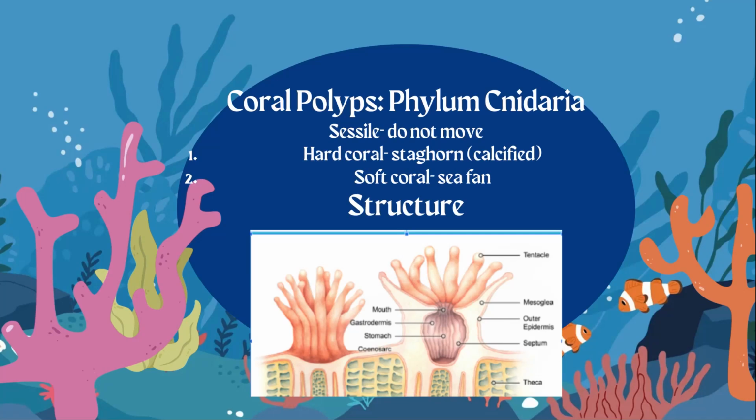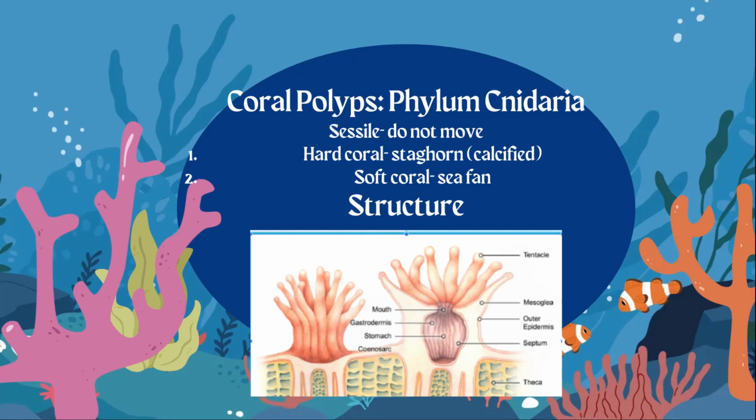There are two types of coral. We have hard coral, like staghorn coral, and that's going to be calcified, so it's hard. Then we have soft coral. For an example, we have sea fan coral. So you should know the structures like the tentacles that are going to bring food into the mouth, which is part of the digestive system.